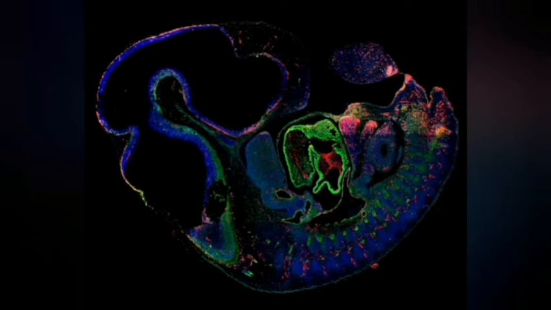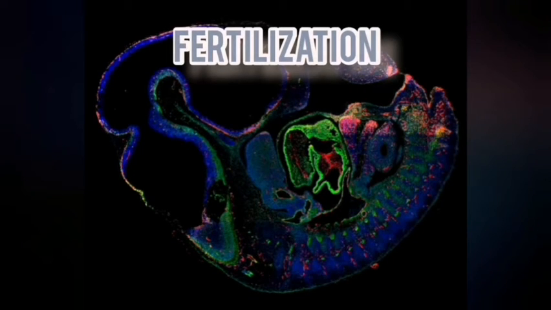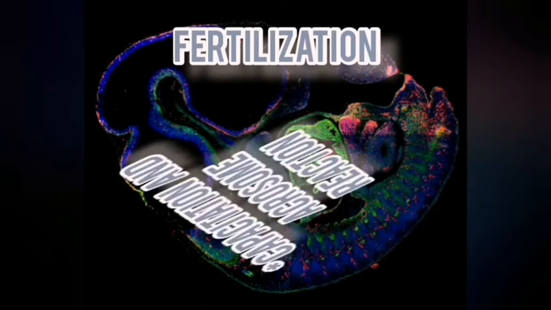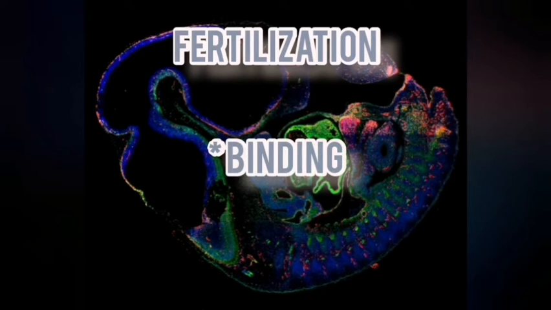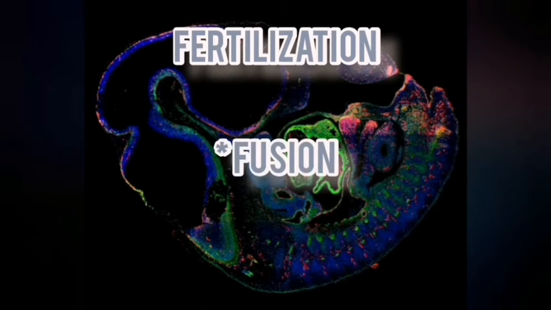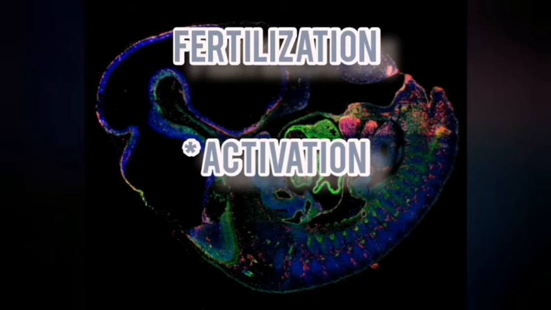It is a process by which sperm and egg fuse together, forming a zygote, which occurs at the fallopian tube. Fertilization has 4 major stages. Number 1 is the preparation, which involves capacitation and the acrosome reaction. Second is the binding. Next is the fusion, followed by activation.